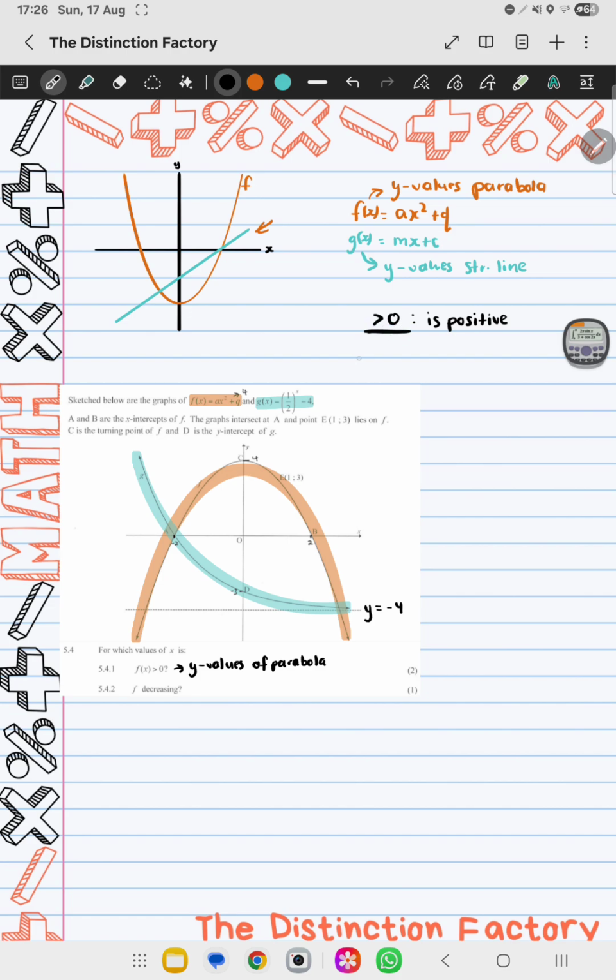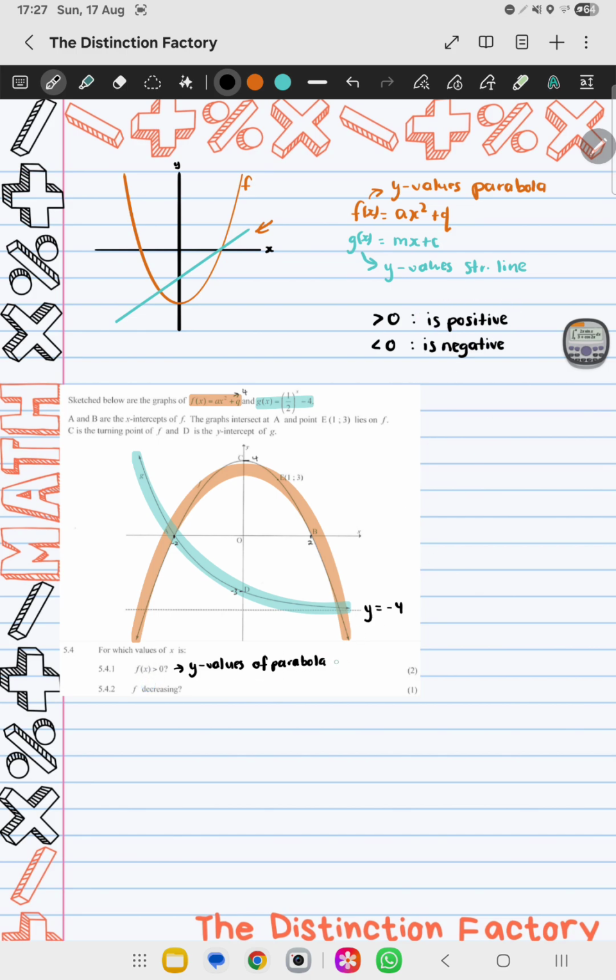Remember that numbers that are greater than 0 are positive 1, positive 2, positive 3, all the way up until positive infinity. So when they say greater than 0, we will just read it as is positive. When they say less than 0, so for example, f of x less than 0, then that means that we will read it as is negative, because any numbers that are less than 0 would be negative 1, negative 2, negative 3, all the way up until negative infinity. So in this case, they tell us greater than 0. So that means that we are reading it as is positive.